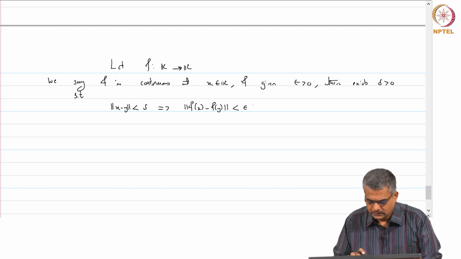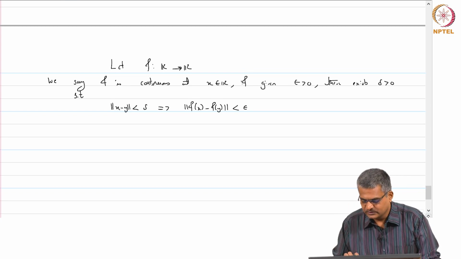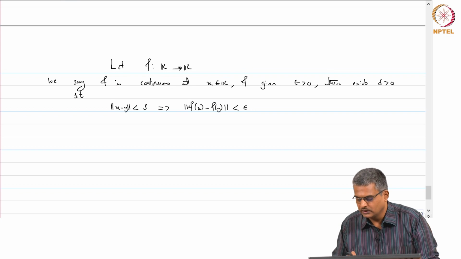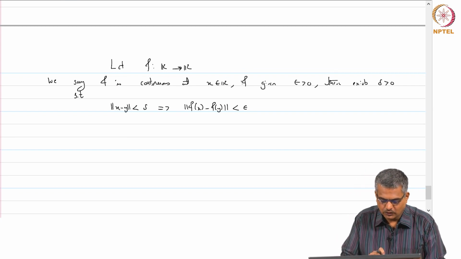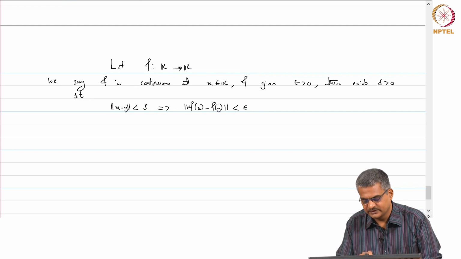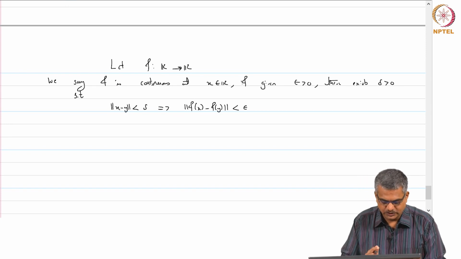So, we say that f is continuous at a point x if, given epsilon greater than 0, somebody gives you an epsilon and you come up with a number delta such that for all y which are in a delta ball around x, the function f of y lies in a ball of radius epsilon centered at f of x. So, let us picturize this.